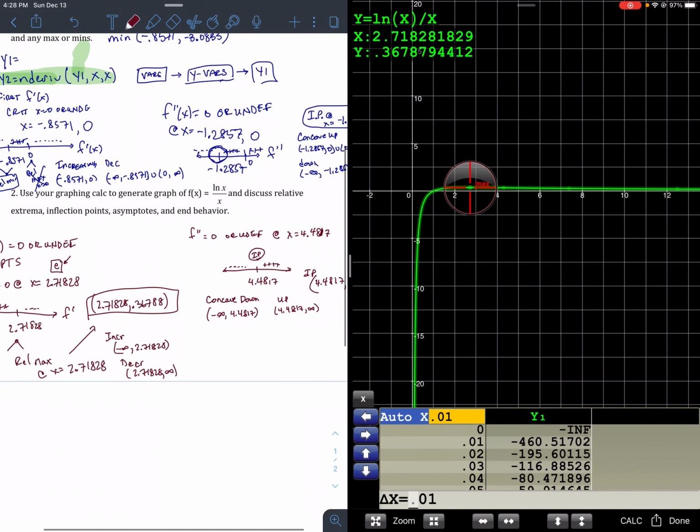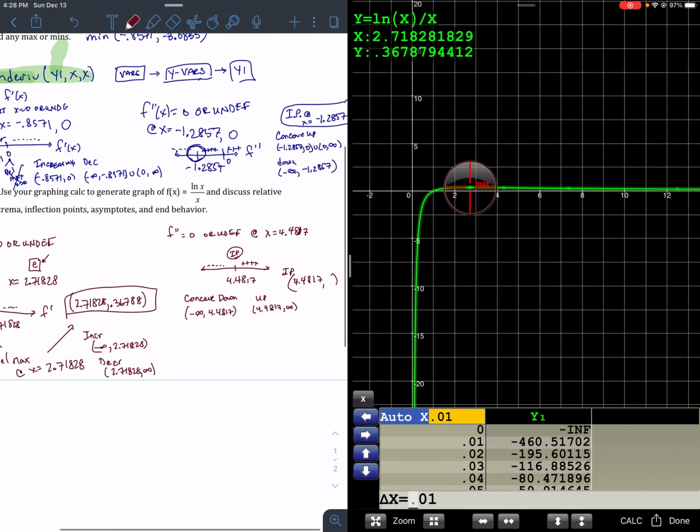As far as asymptotes on this one, there was an asymptote at x equals 0 on the original equation. We found the inflection points, we found relative extrema, end behavior. As x goes to infinity, obviously it'll go to infinity. As x goes to 0, it's going to go to negative infinity. That would be the end behavior on that.